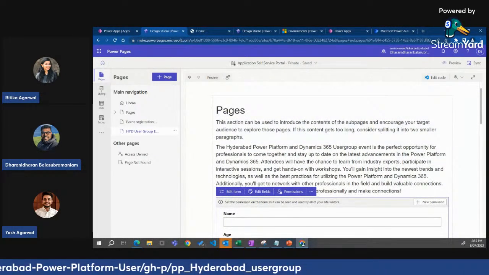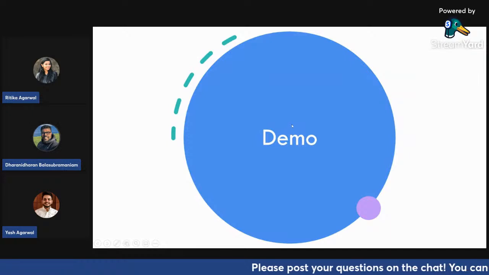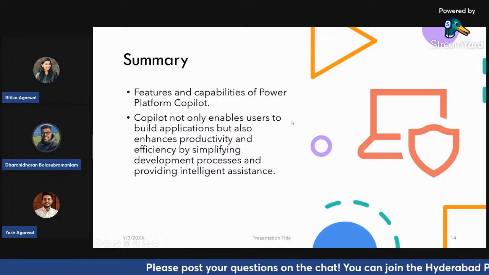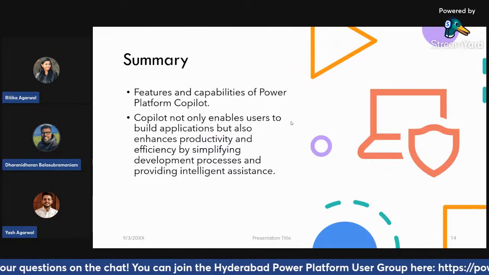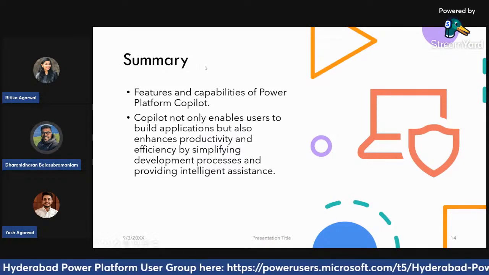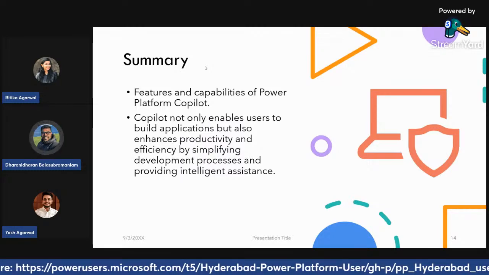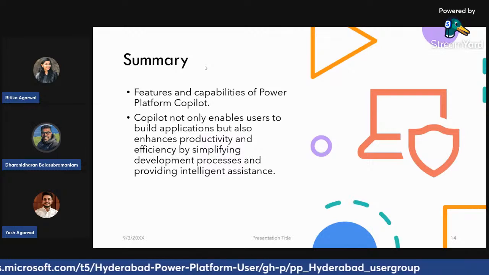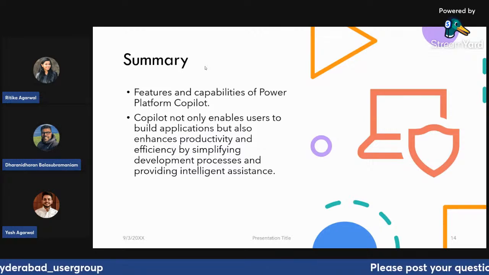Coming back to the slide, we have seen the Copilot capabilities in Power Apps, Power Automate, and Power Pages. Now let's get into the summary of what we have seen. First, we started with what is Power Platform, its capabilities and the benefits we are getting out of it. Then we saw the Copilot overview with the Power Platform and how it is changing the nowadays era, like we are saying goodbye to coding.